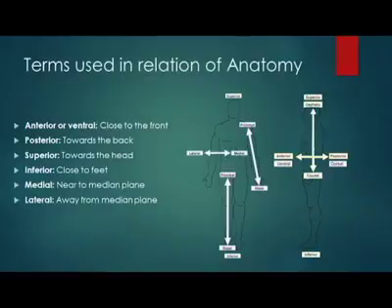Then we are going to discuss the terms used in relation to anatomy. There are 6 relations mainly: anterior or ventral, posterior, superior, inferior, medial, and lateral. So what is anterior or ventral? That means it's closer to front. Then what's posterior? Towards the back.